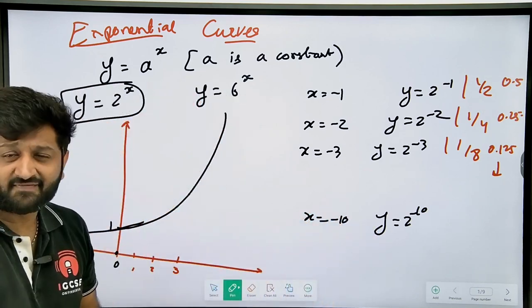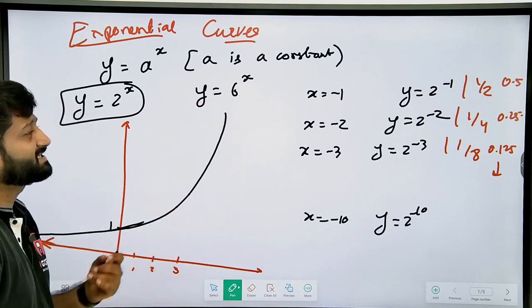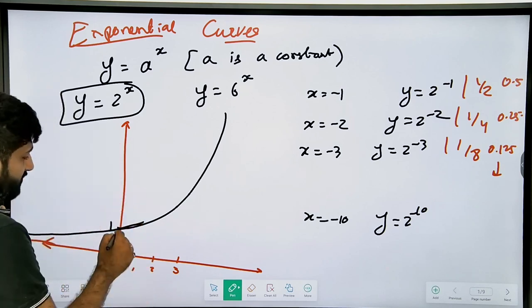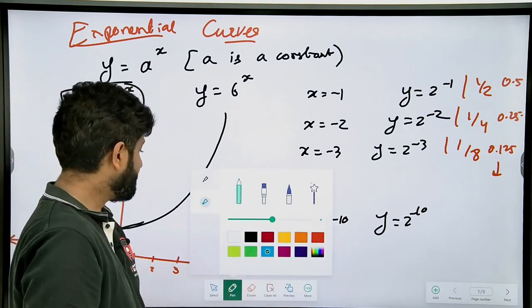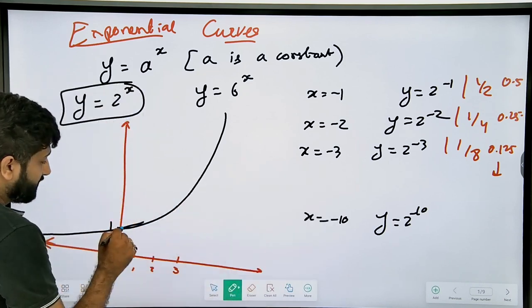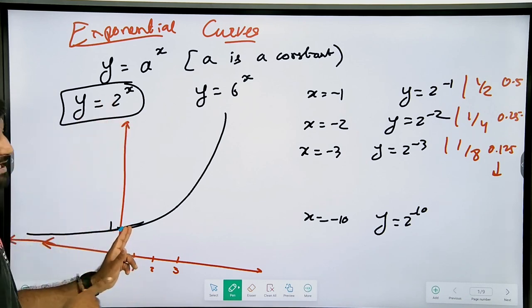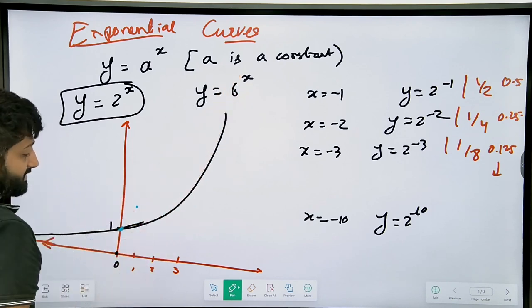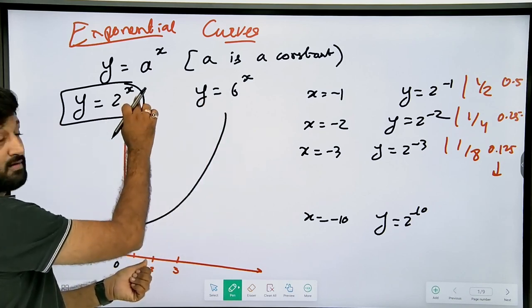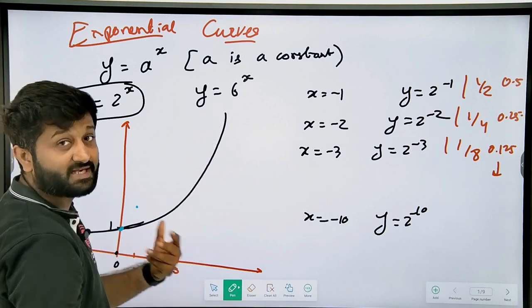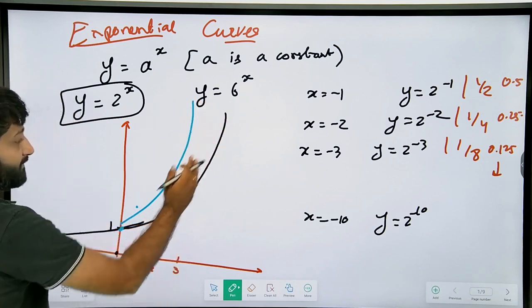Now in the same graph, if someone tells me to plot y equals 6 raised to x, again I start with x is 0. If x is 0, obviously my y is going to be 1. Now when x is 1, initially here the y was 2, but now y is going to be 6. When x is 2, in the previous equation y was 4, but here it is going to be 36 because 6 squared is 36. So this graph would be even steeper than the previous one.